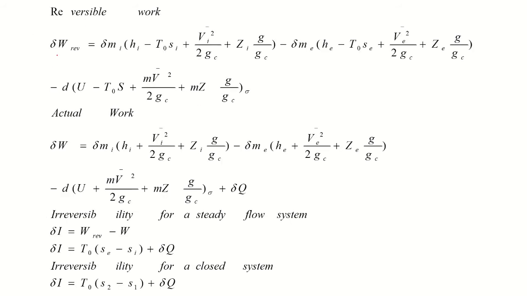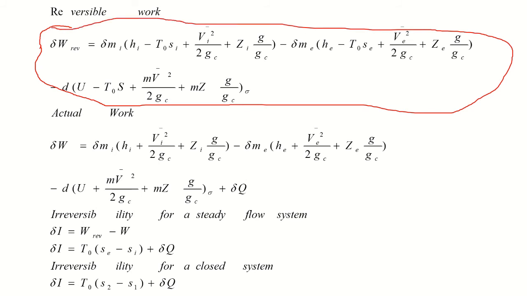So reversible work, correct. Then this is what we have done. Correct. Actual work, right. I am not considering steady flow or something. In general, I have taken. Actual work is this.